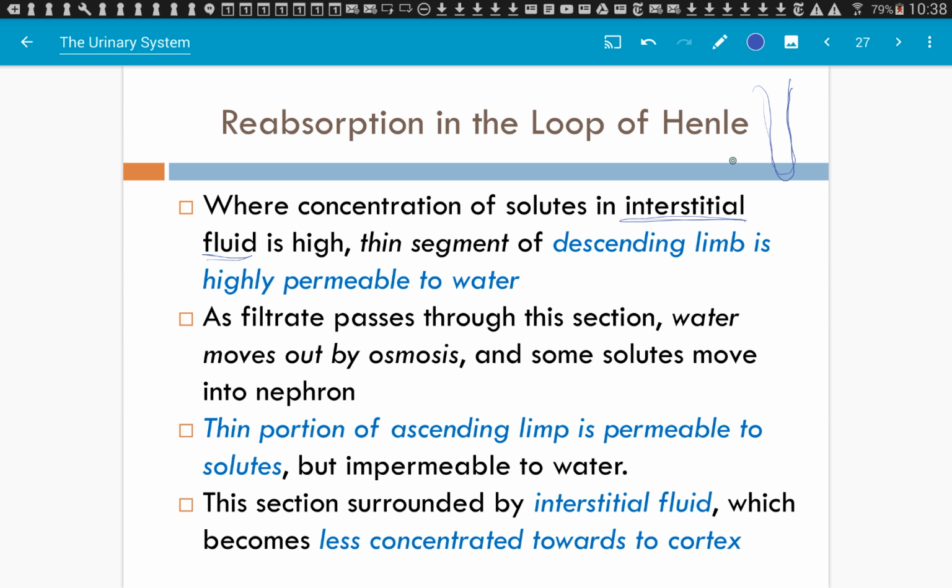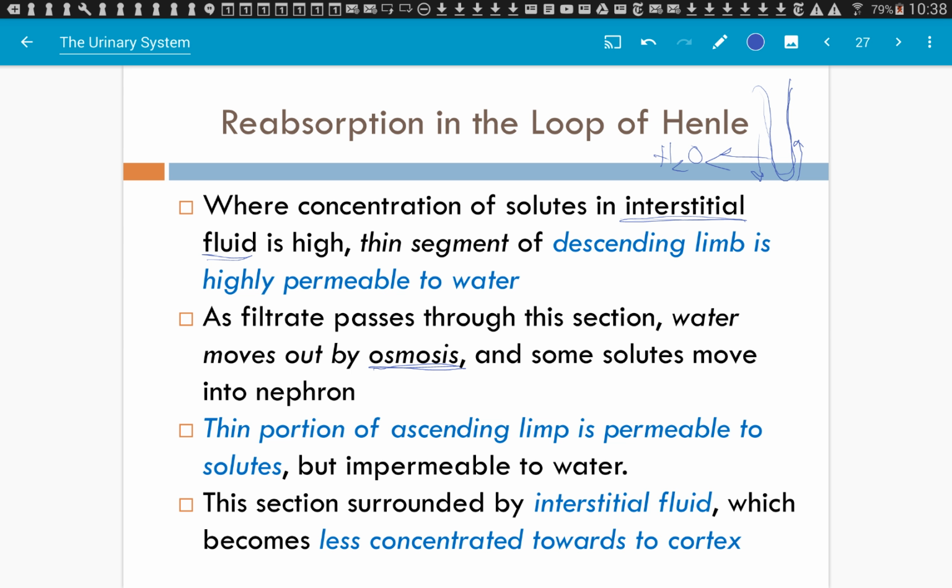Where the concentration is higher, which is closer in the deeper medulla, that's where the concentration is the highest. That's the thin segment of your descending loop of Henle and the thin segment of your ascending loop of Henle. You have a very high concentration of solutes in the fluid outside the nephron. Okay, and it's very permeable to water. So water is going to flow to the direction where the higher concentration is. So water is going to go out because there's a high concentration of solutes out in the tissue, the interstitial fluid, the tissue surrounding those nephrons, okay? It's moving by osmosis.